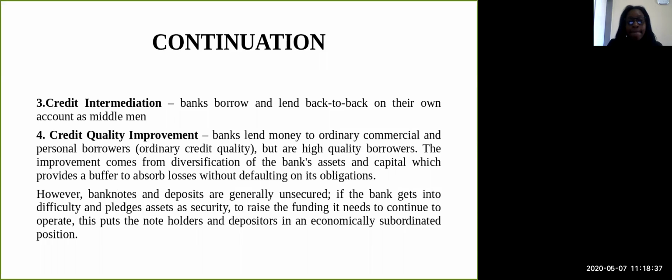However, banknotes and deposits are generally unsecured. If the bank gets in difficulty or pledges assets as security to raise the funding it needs to continue to operate, this puts the note holders and depositors in an economically subordinated position.